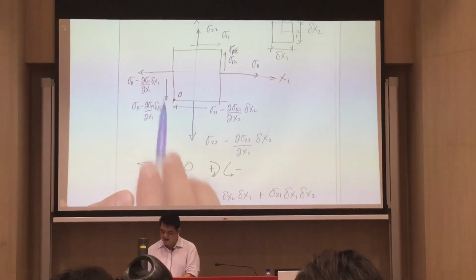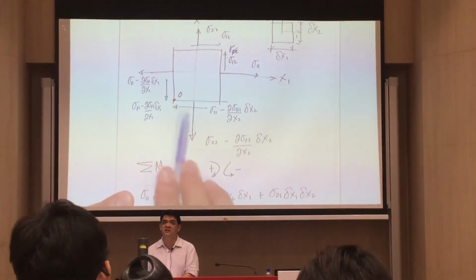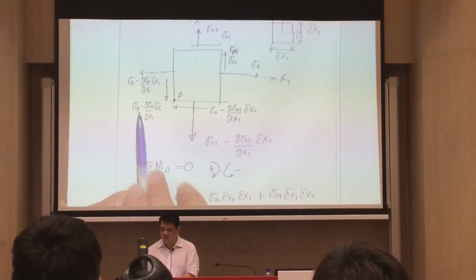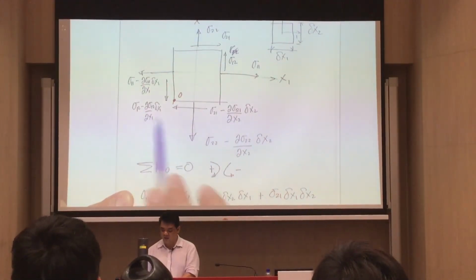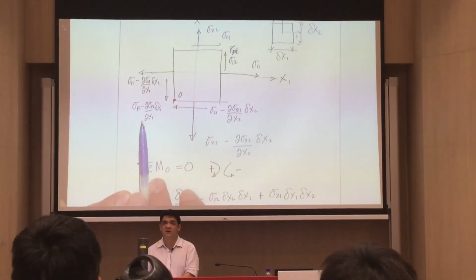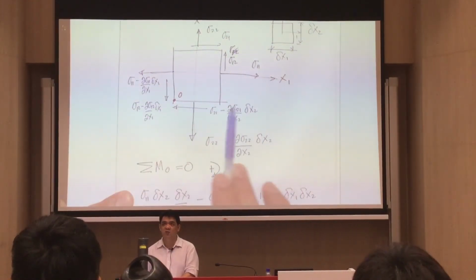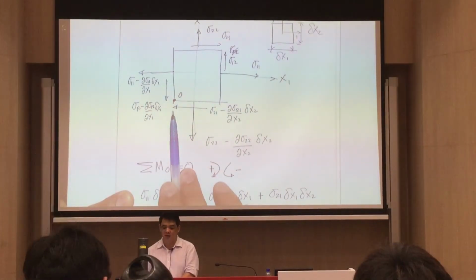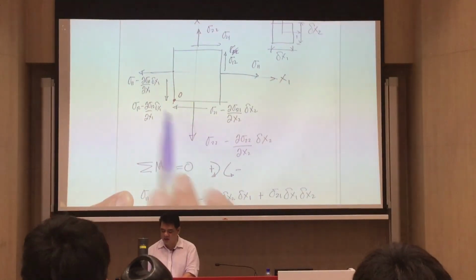So these two, since this one's distance is 0, can be neglected, since the moment arm is 0. This one can also be neglected because the moment arms are 0, yes? So we can only consider this one and this one.